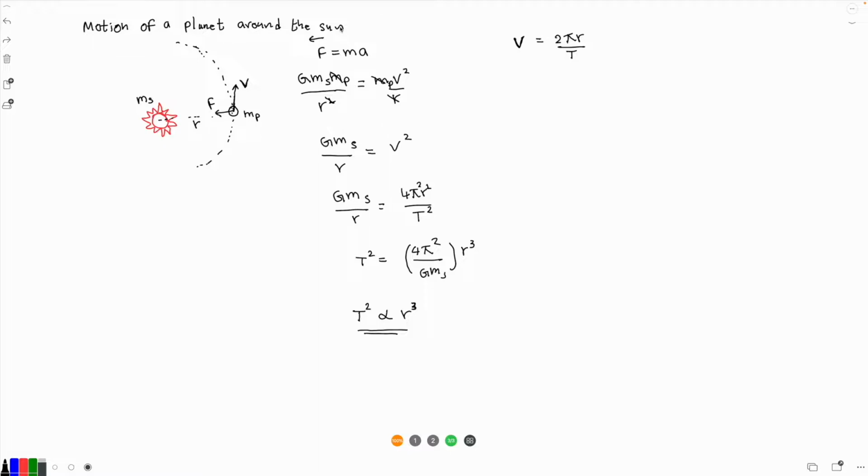Then we are going to find the equation for the mass of the planet. So next, I'm going to find the mass of the planet.